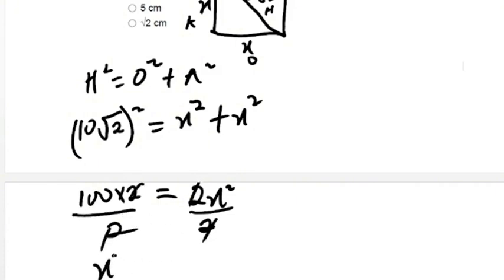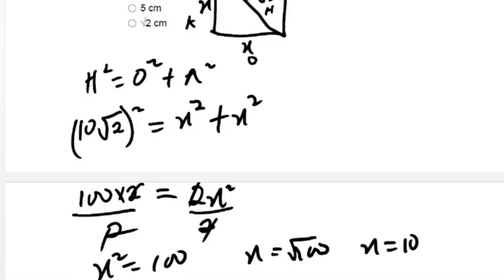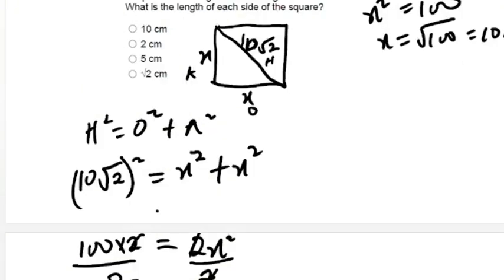Therefore, x squared is equal to what? 100. So x equals the square root of 100. And therefore, x is equal to 10 meters. I hope that is clear. Alright, so that means the answer is A. I hope this is very clear to you.